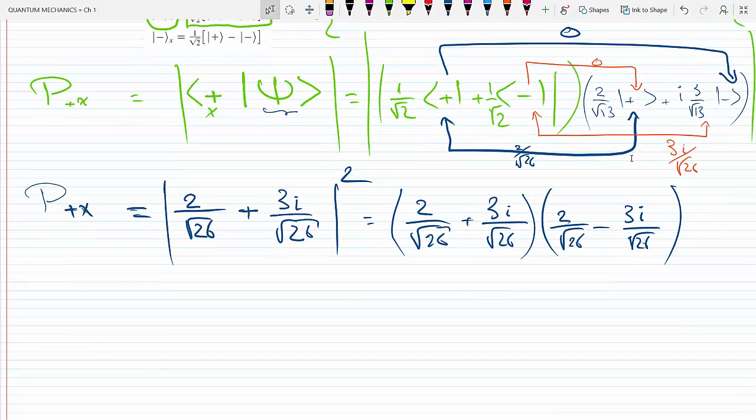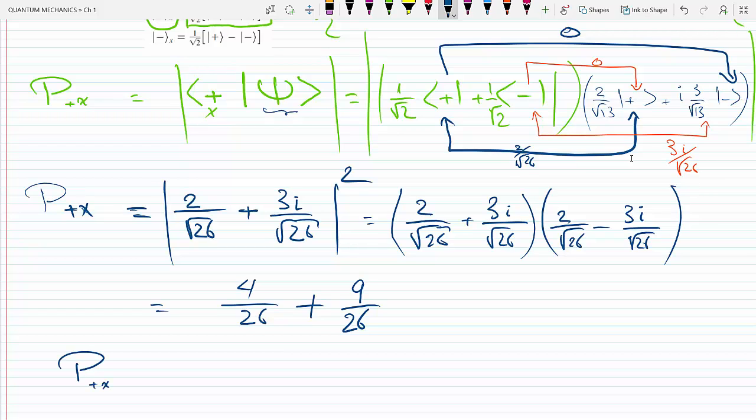So this is just the square of the first minus the square of the second, yeah? So this is 4 over 26 minus, now i squared is minus 1, so this makes it a plus, 9 over 26. And that gets to 1/2. So that means the probability of being spin up along the x is half.